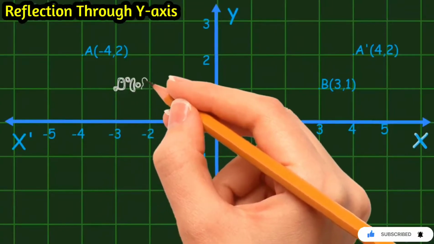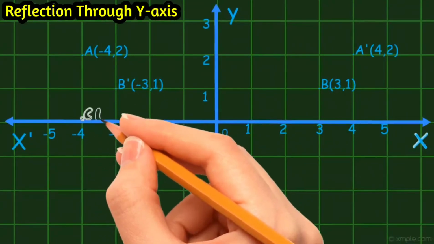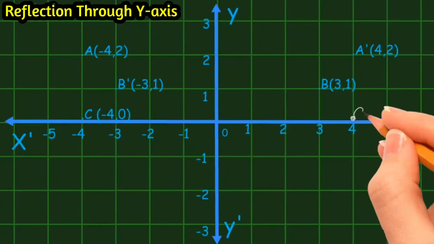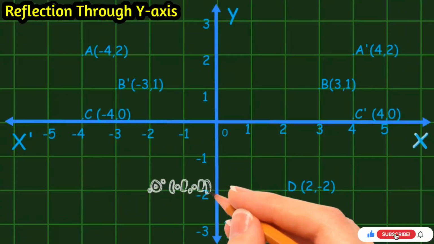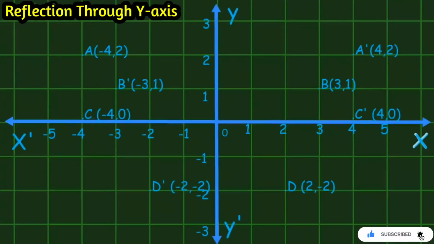Same B will give you -3, 1. C, 4, 0. Same way D will give you -2, -2. So what we have observed, reflection through y-axis, the sign of x coordinate changes. This thing you have to keep in mind. Now deal with the other part of reflection.